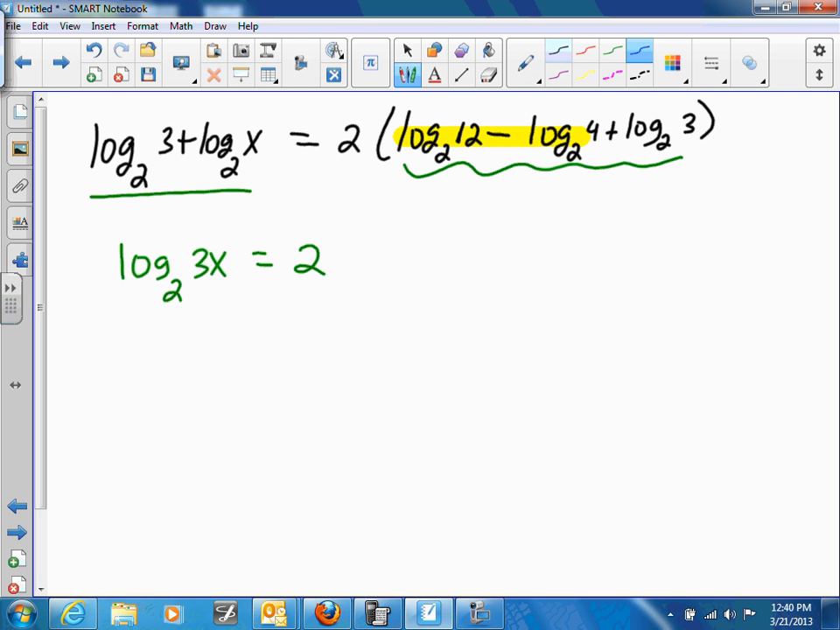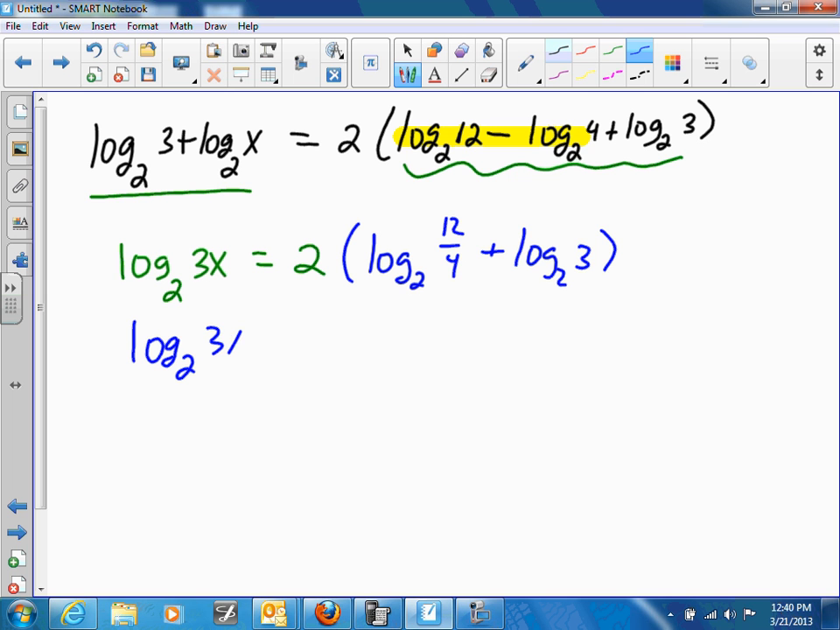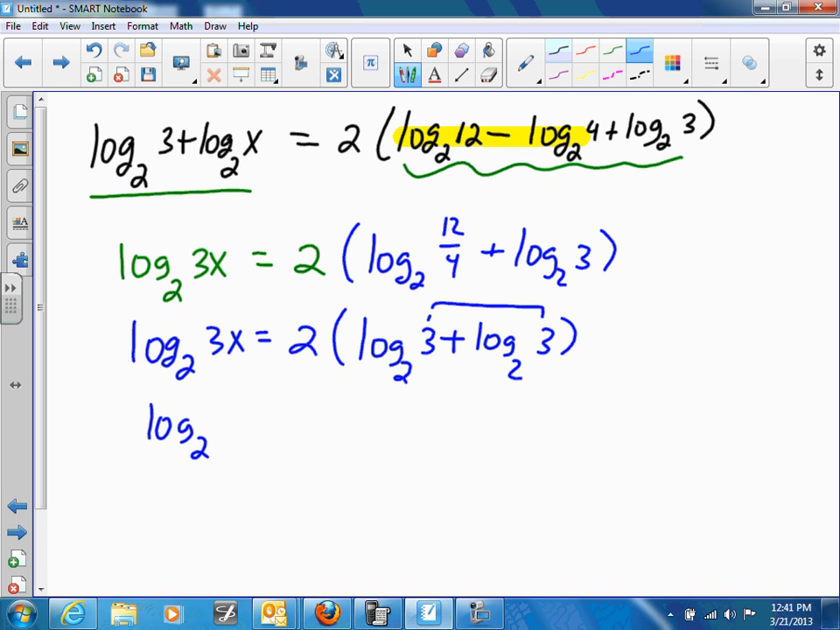So what you end up getting is log base 2 of 12 divided by 4 plus log base 2 of 3. And we're going to do it step by step. So this remains the same. Bring down that 2. 12 divided by 4 is 3. So log base 2 of 3 plus log base 2 of 3. Well, as you notice, 3 times 3 is going to be 9. So I get log base 2 of 3x equals 2 times log base 2 of 9.